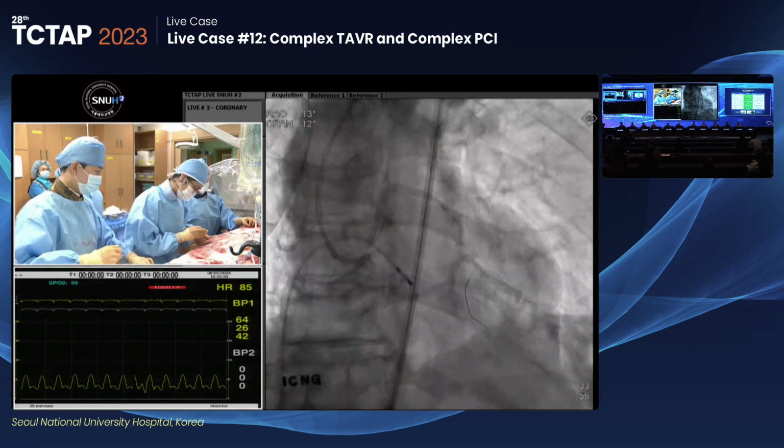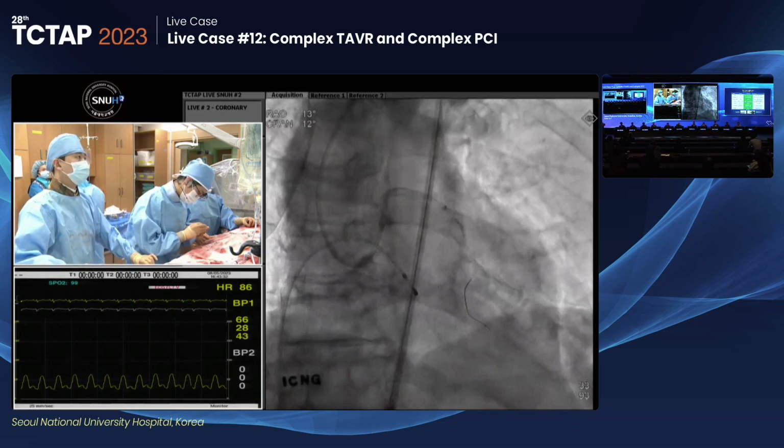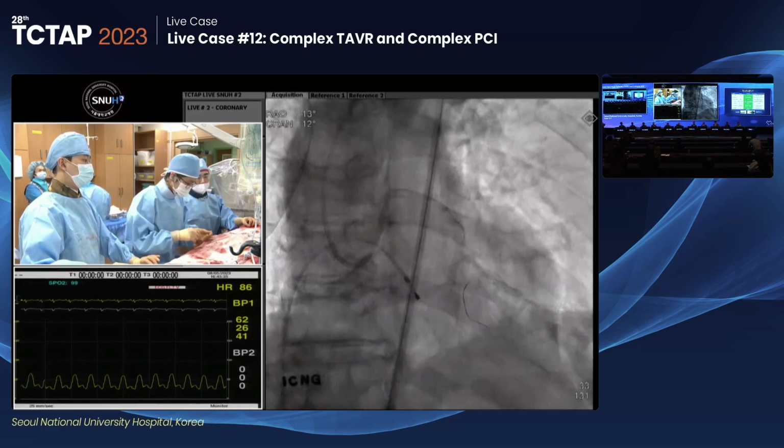You see, the wire is moving well. Keep on advancing. Don't lose the wire.